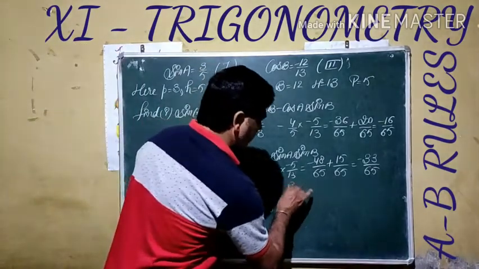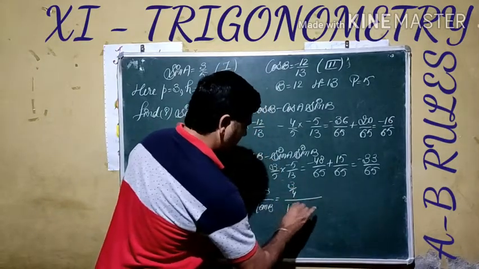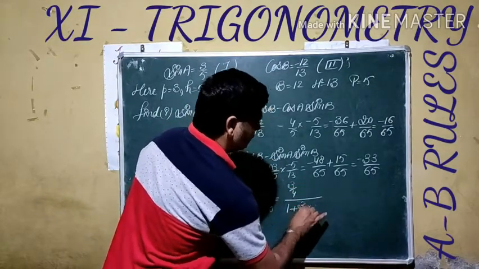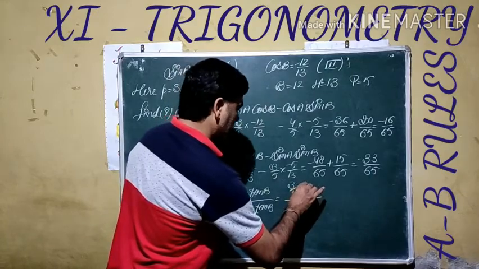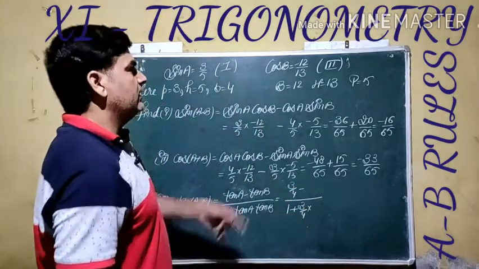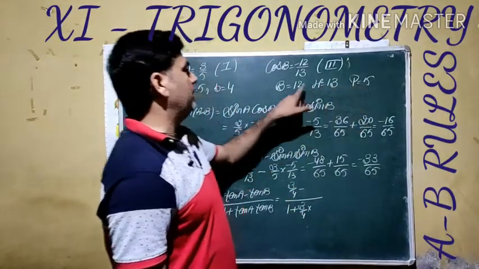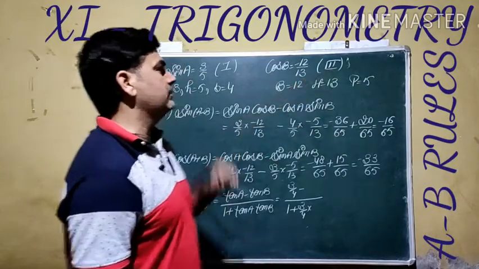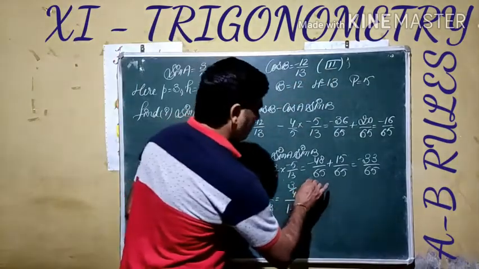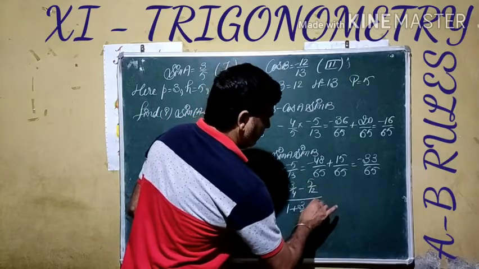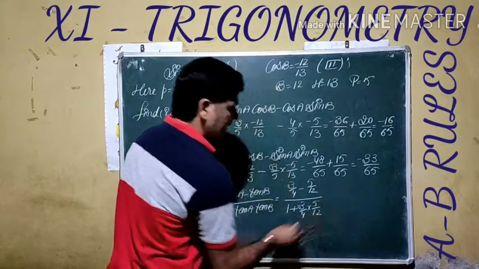So replacing this value first, 3/4. Now tangent of B. What is the value of tangent B? Tangent is again given by P by B. Tangent in the third quadrant is positive. So it is 5/12.